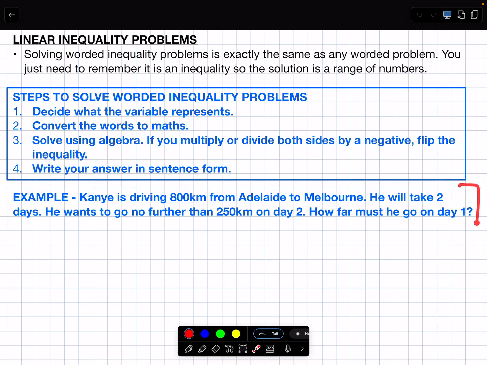The example we'll do today: Kanye is driving 800 kilometers from Adelaide to Melbourne. He's going to take 2 days. He wants to go no further than 250 kilometers on day 2. How far must he go on day 1? So, writing time to get the steps and the example down. We'll do that together.